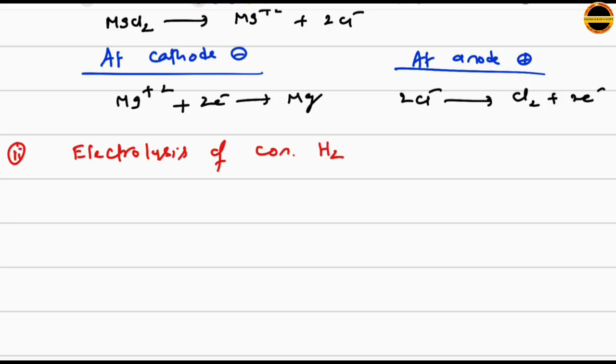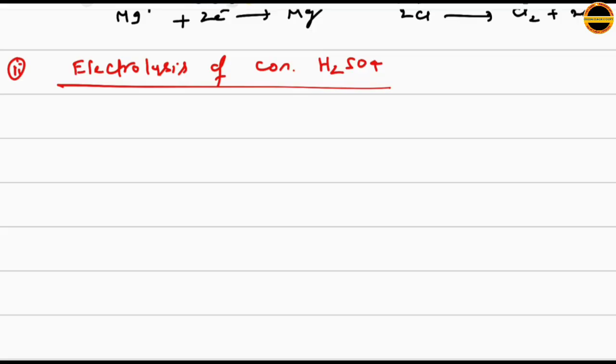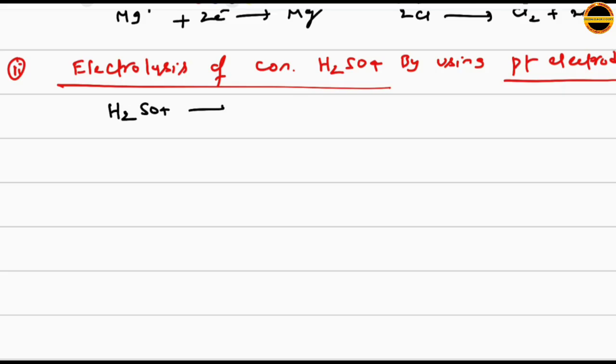concentrated H2SO4. Electrolysis of concentrated H2SO4 using a platinum electrode. Platinum electrode is inert, it will not participate in the reaction, just used as charge carrier. For example, H2SO4 splits into 2H plus and SO4 minus 2. Similarly, H2O also present, so it gives H plus and OH minus.